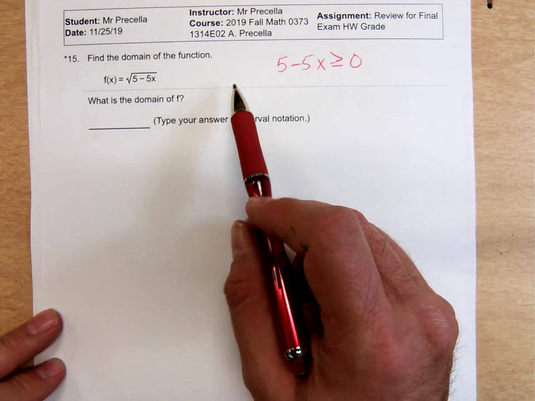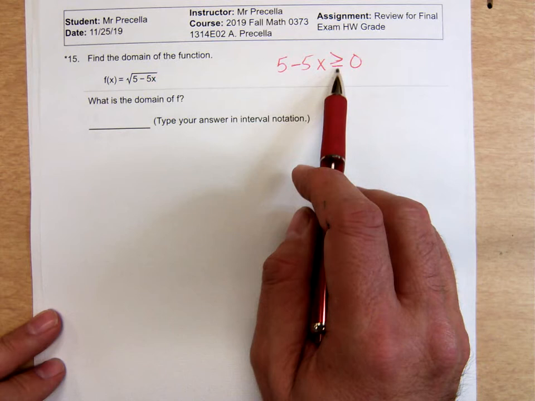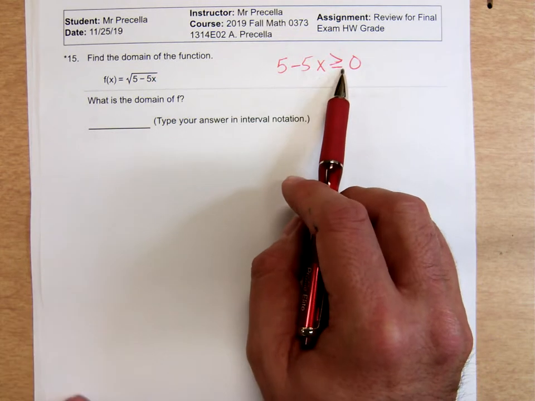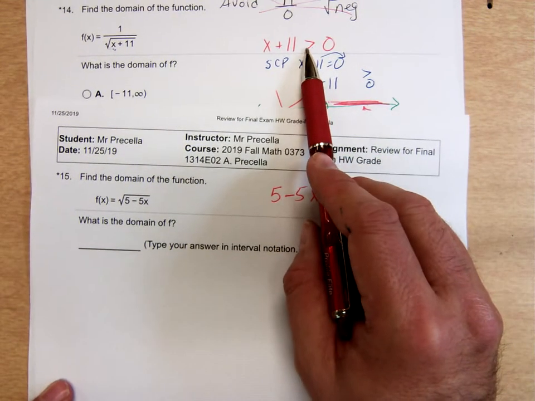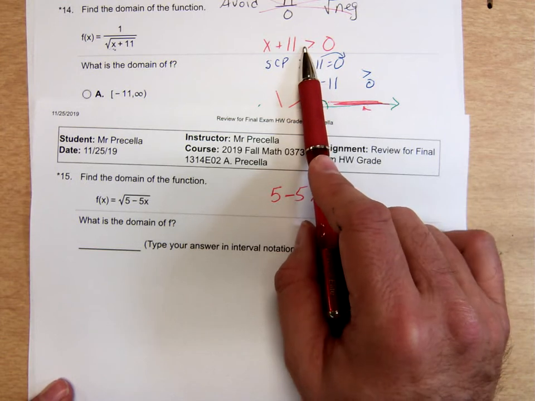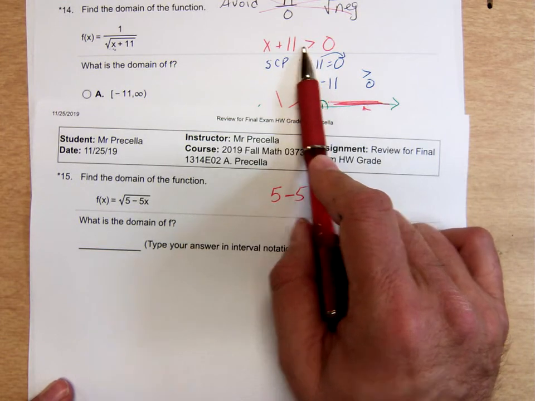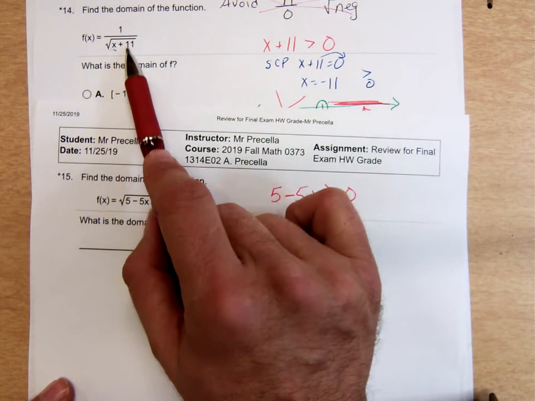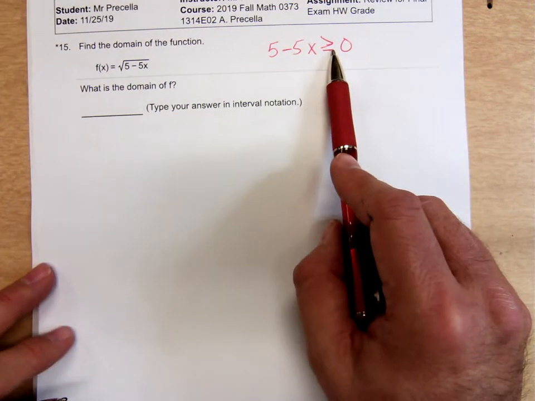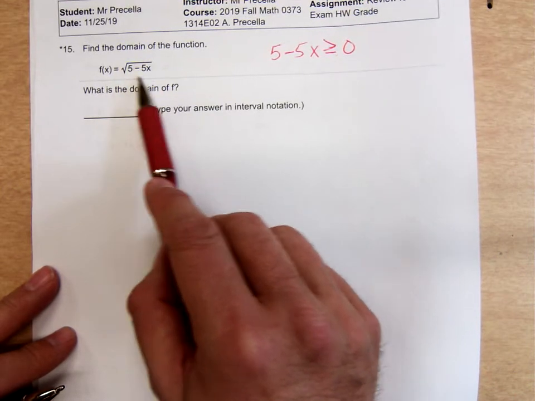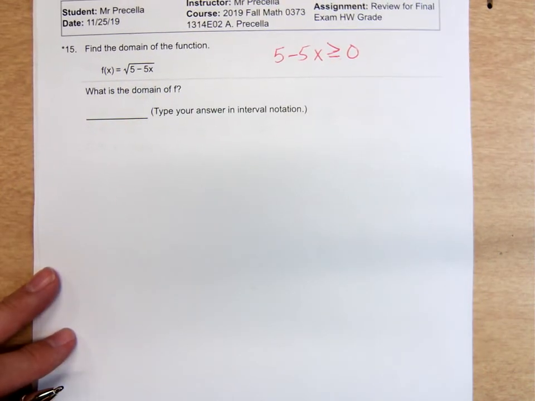Is it clear why I'm saying greater than or equal, whereas over here it was just greater than? When there's a fraction, that's when you just say greater than. You don't want the 0 in the bottom. You don't want this to actually equal 0 because you'd have 1 over 0. That's why there's no equal sign here. But for here, it's okay to have a 0 under the square root. So you can have a 0 in the bottom of a fraction.